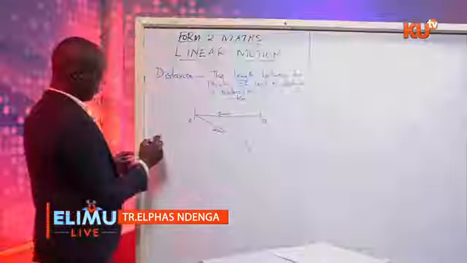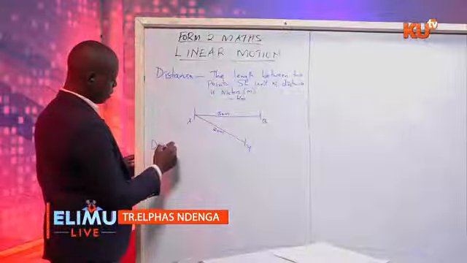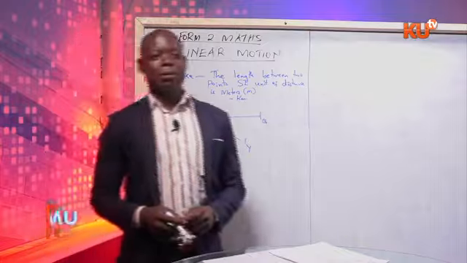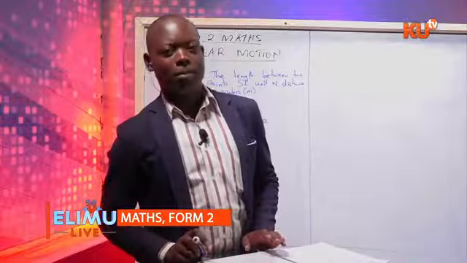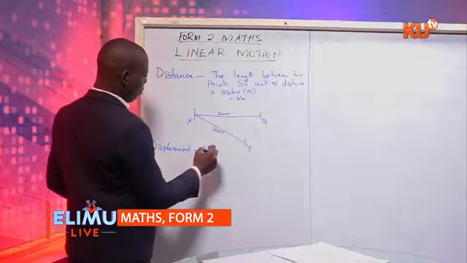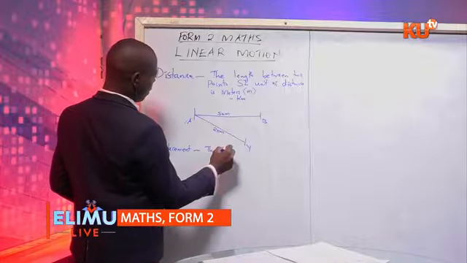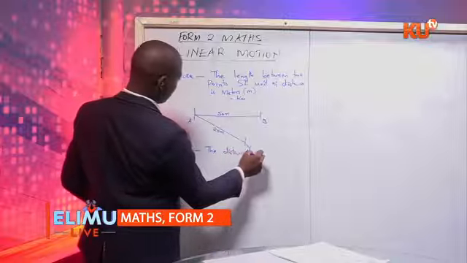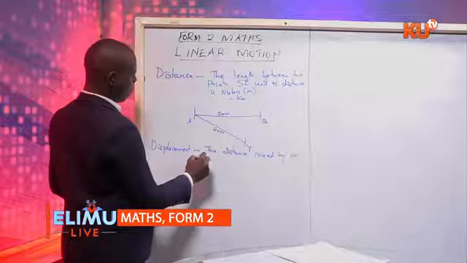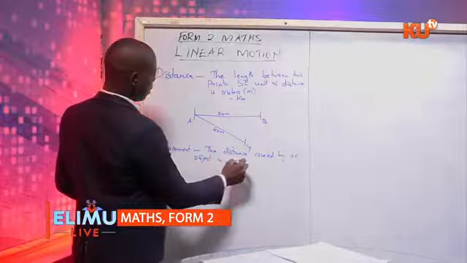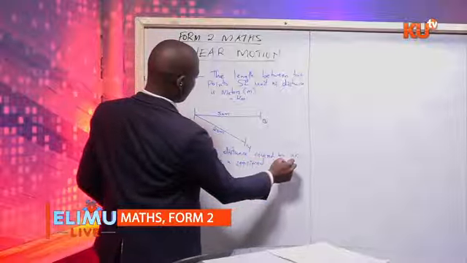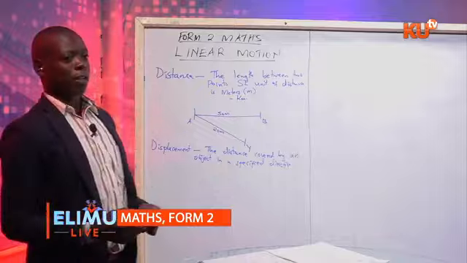Number two, we will need to understand what we call displacement. So students, what is displacement? When talking about displacement, we are talking about the distance covered by an object in a specified direction. So there has to be a specific direction in which you're moving for you to say that that is displacement.